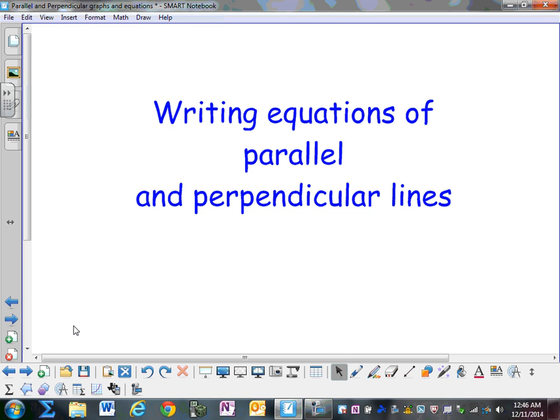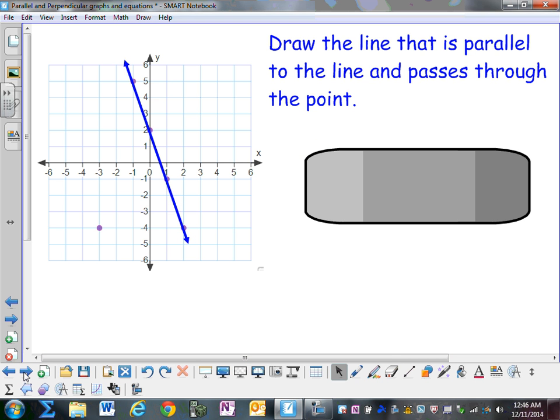Writing equations of parallel and perpendicular lines. Draw the line that is parallel to the line and passes through the point. So in order to draw a line that is parallel to the line and passes through this point, I need two pieces of information.